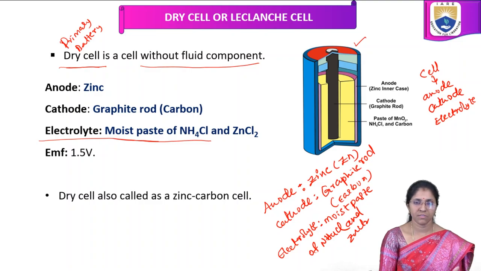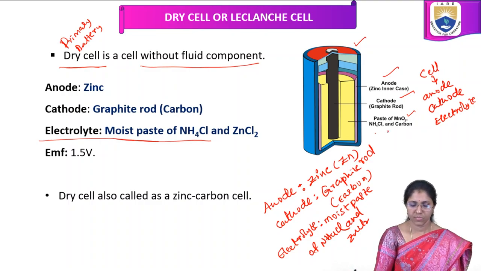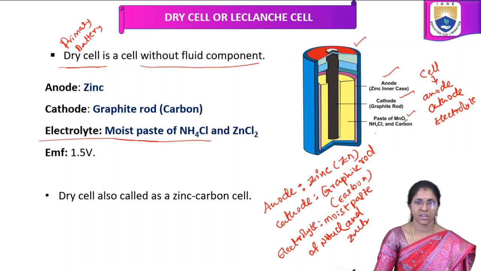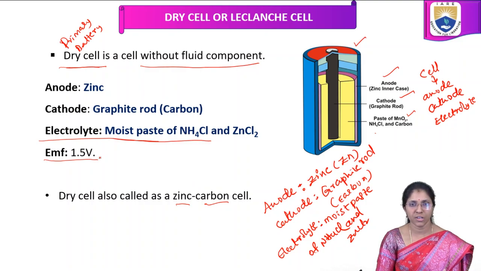So, in this cell, anode is zinc, cathode is graphite rod and electrolyte is a moist paste of ammonium chloride, MnO2 and carbon. Since anode is zinc and cathode is carbon, this dry cell is also called a zinc carbon cell. The EMF of this dry cell is 1.5 volts.